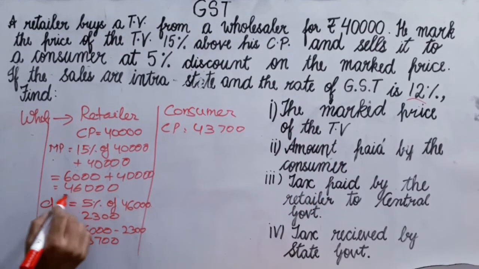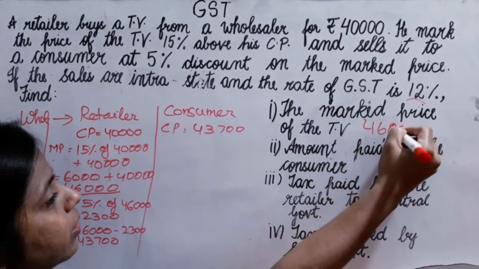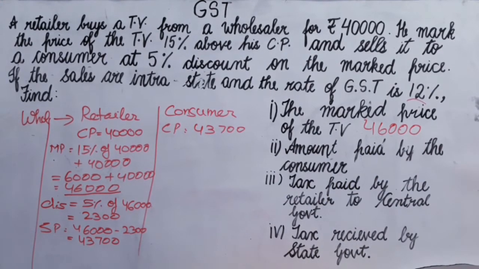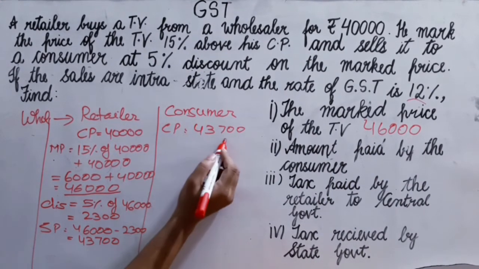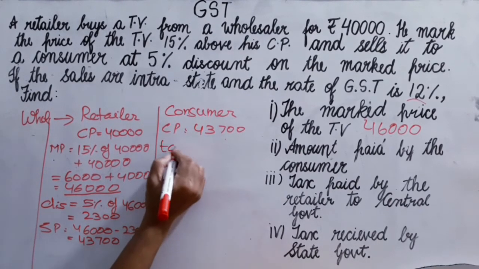So, we have calculated the mark price of the TV is 46,000 rupees. Now, the amount paid by the consumer: how much will the consumer pay? The consumer will pay the cost price plus tax. So, let us calculate tax.